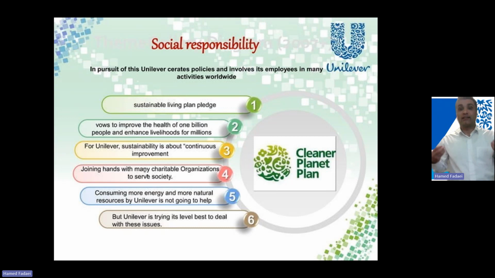And on social responsibility, Unilever pursues sustainability. Unilever created a policy and involves its employees in many activities worldwide. First of all, the Sustainable Living Plan pledges and goals to improve the health of a billion people and enhance the livelihood of millions of people. And for the rest of that, you will see Unilever trying its level best to deal with this issue. And also you will see here the Clean Planet plan.